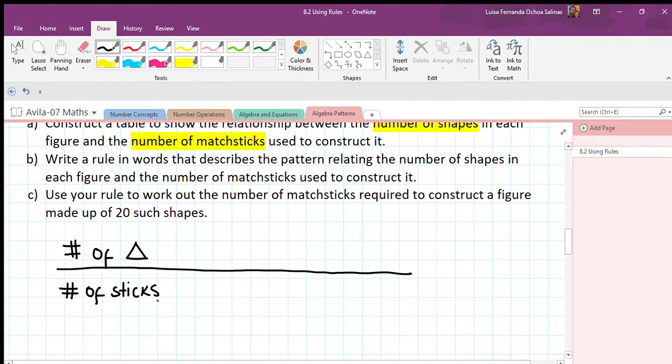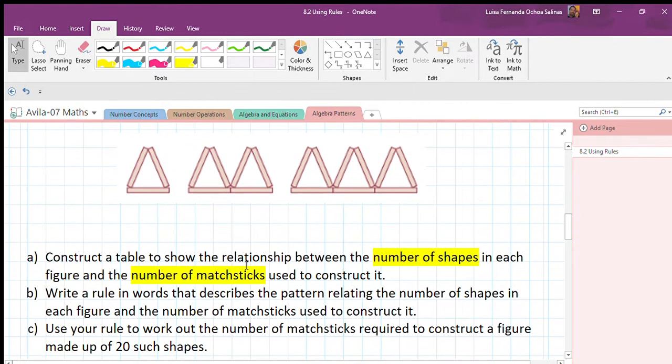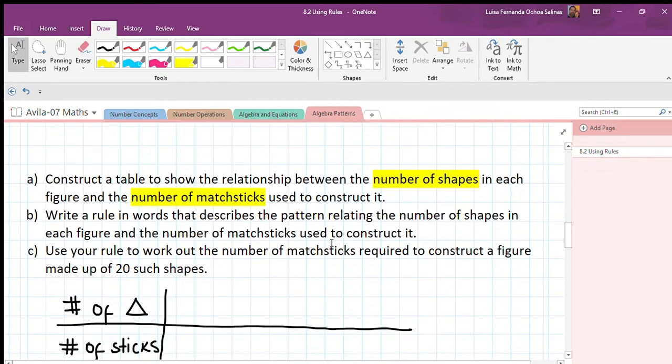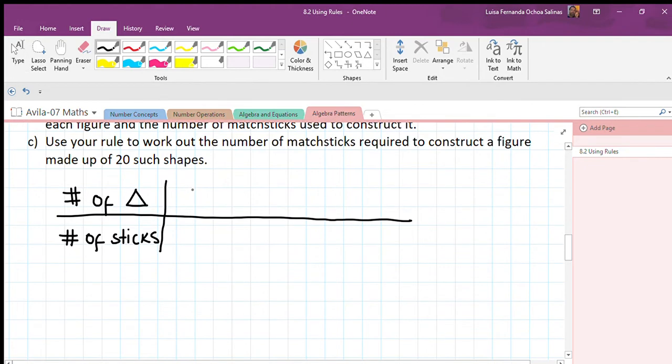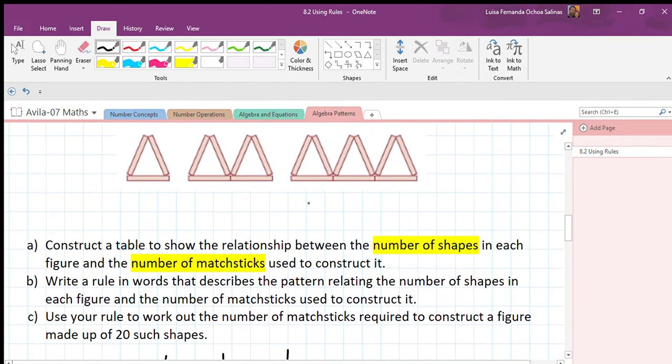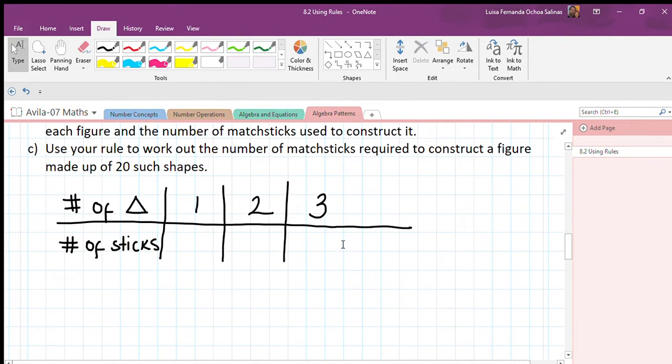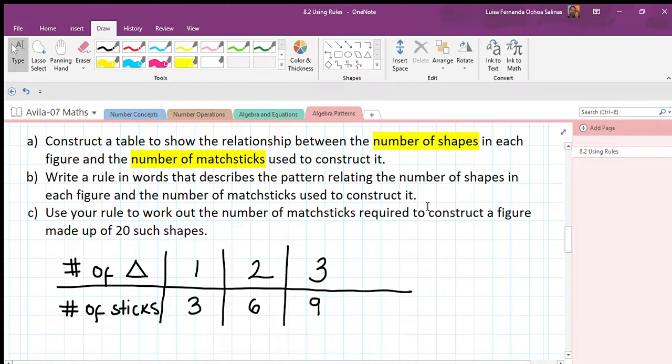Okay. So if we go up and we look at this, the first one, how many triangles do I have? 1, then I have 2, then I have 3. Okay. So let's do this one. I have 1, then I have 2, then I have 3. Okay. How many sticks do I have? 1, 2, 3. 1, 2, 3, 4, 5, 6. 1, 2, 3, 4, 5, 6, 7, 8, 9. Okay. So in the first one I had 3. In the second one I had 6. And in the third one I had 9. Okay. So I've completed part A.